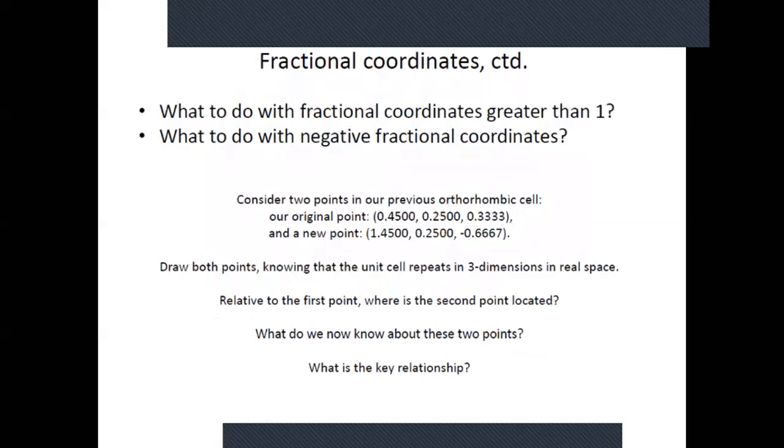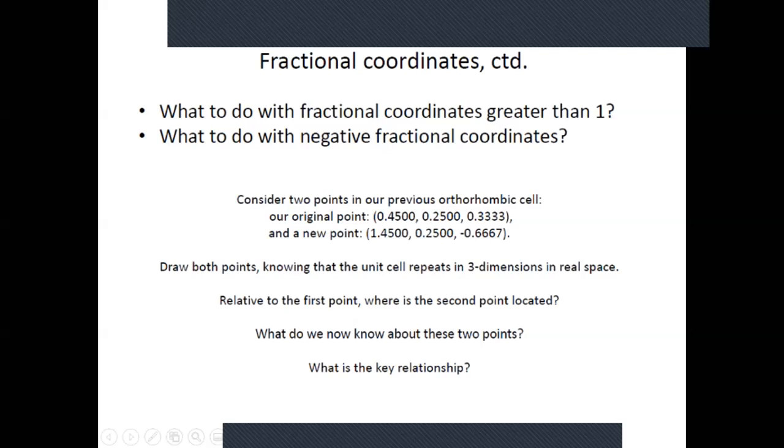So sometimes, as I said, you may have fractional coordinates that are greater than 1. And what happens when we have a negative fractional coordinate? So these are things that you'll see in crystallographic files. Some coordinates may be greater than 1. Others may be less than 1. So if we have these 2 points in an orthorhombic cell, 0.45, 0.25, 0.33, and then we have a new point, 1.45, 0.25, negative 0.667.